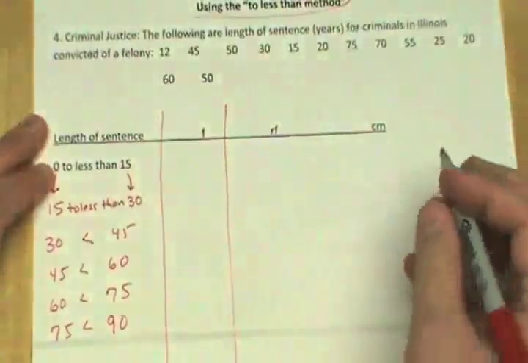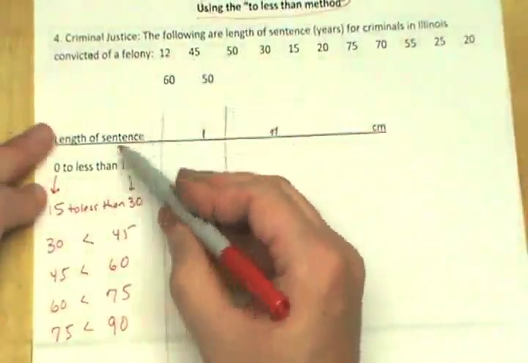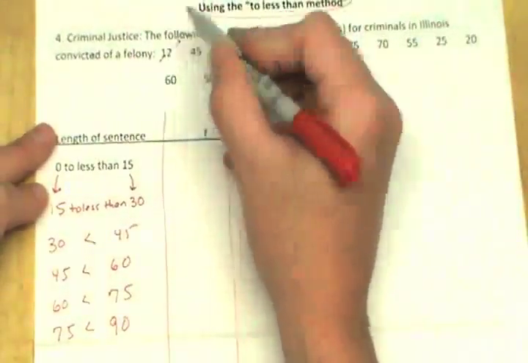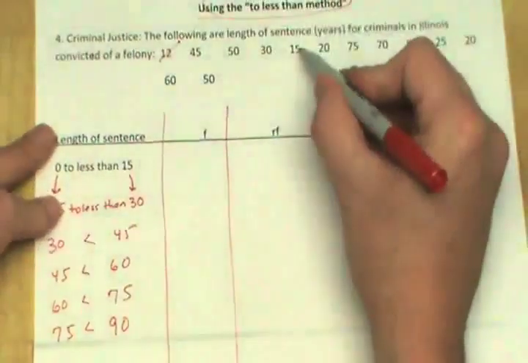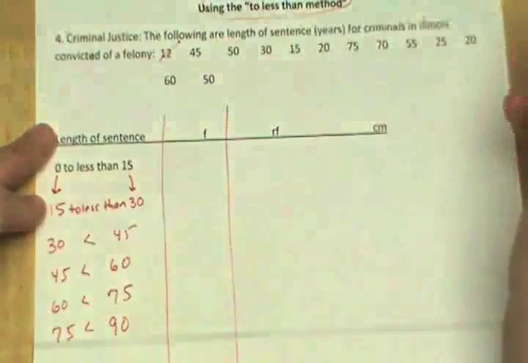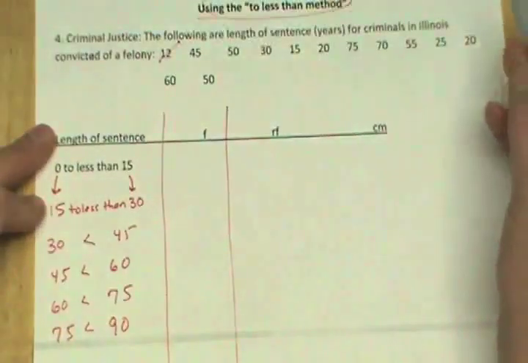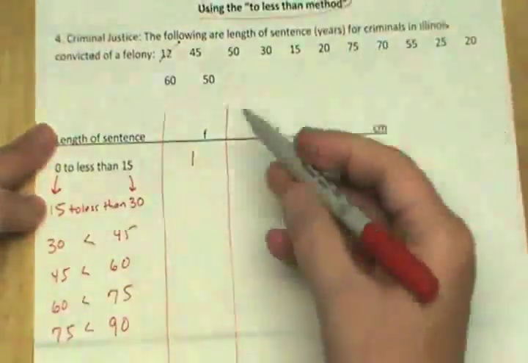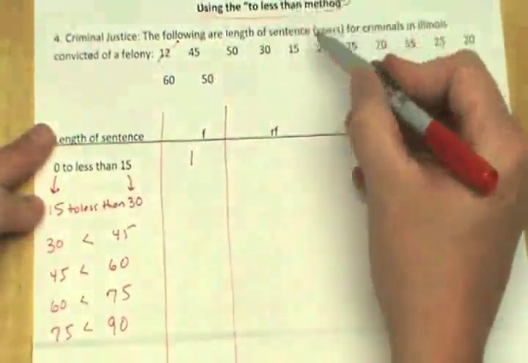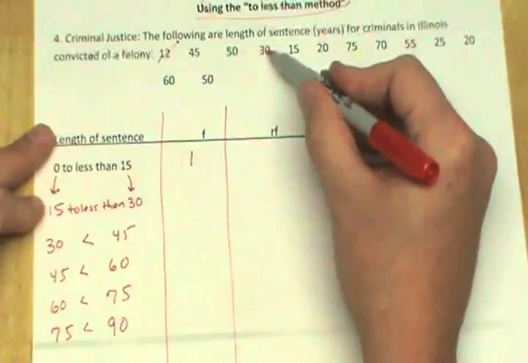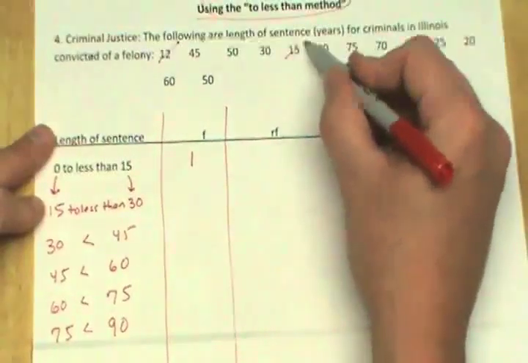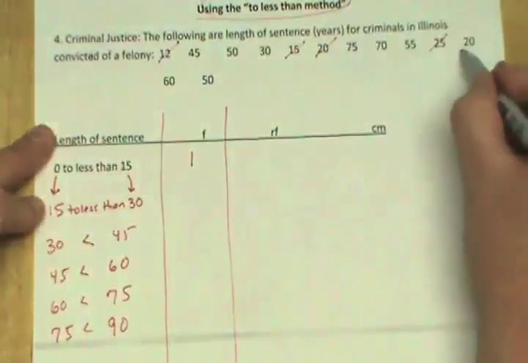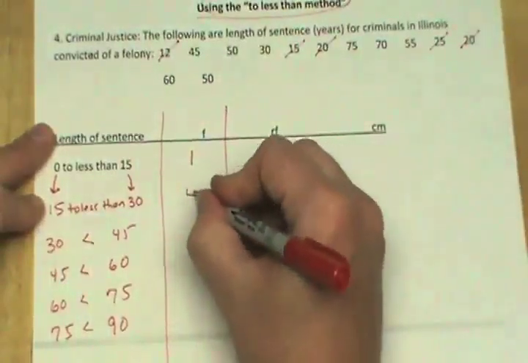All right, let's get these frequencies down. So how many sentences are 0 to less than 15? 12 would be 1. 15 doesn't count because that's not less than 15. 0 to less than 15 looks to be just that 1. So the frequency would be 1. How many are 15 to less than 30? 30 wouldn't count because that's not less than 30. 15, 1, 20 is 2, 25 is 3, 20 is 4.